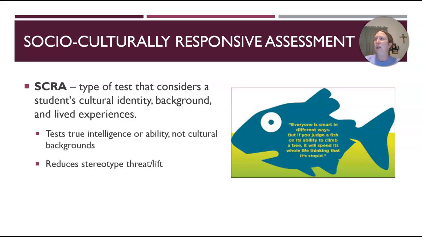So that if there's a test question, let's say there's a story about dropping the saucer on the floor, a student even has a fighting chance of knowing that a saucer is a small plate you put under a teacup and doesn't think that the saucer is like a flying saucer. Because at what point does their knowledge of the word saucer reflect the upper class or lower class of people versus measuring someone's actual intelligence? So we want to make sure that SCRA tests truly are testing intelligence or ability or whatever it is you're trying to test, and not just cultural backgrounds. And a SCRA type of test reduces stereotype threat and lift, which I will define for you on the next slide.